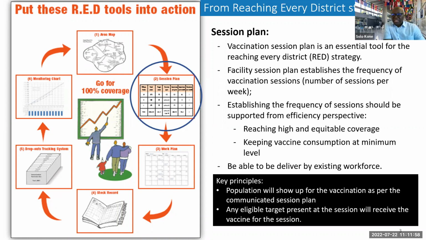The key principles here were that the population will show up for the vaccinations as per the communicated session plan at the facility. And the second principle is that any eligible target present at a session will receive all the eligible vaccines for that session. Nobody will be turned away saying, oh no, we don't have enough people to vaccinate. So these are the principles that will guide this. Next slide.